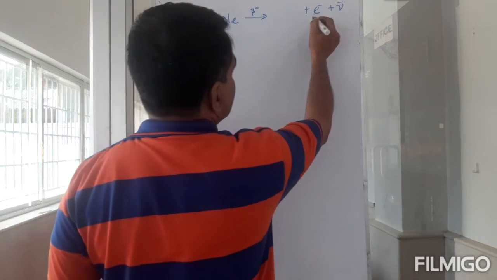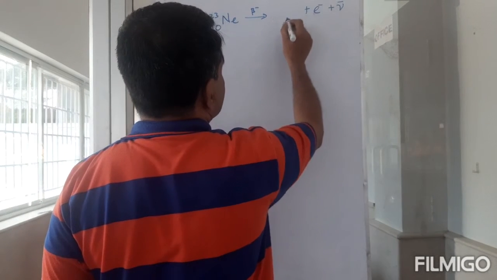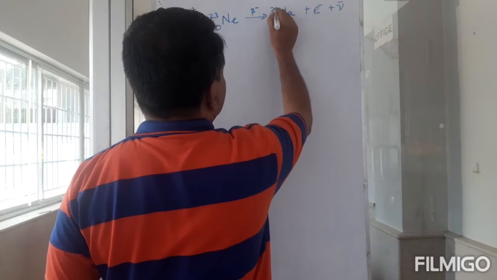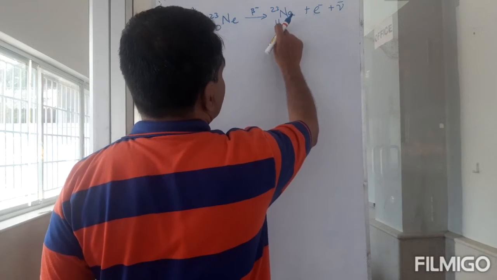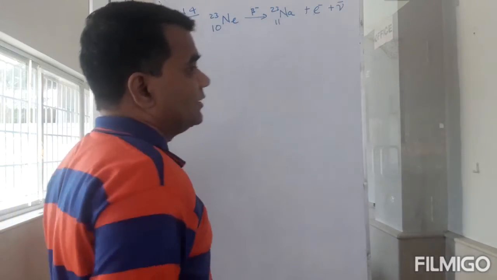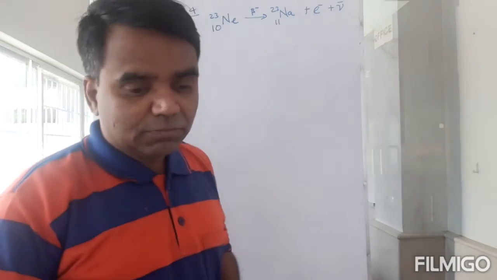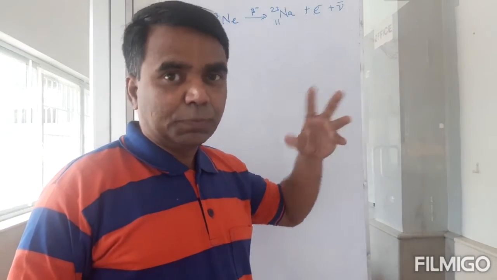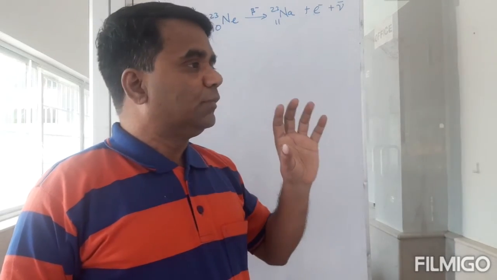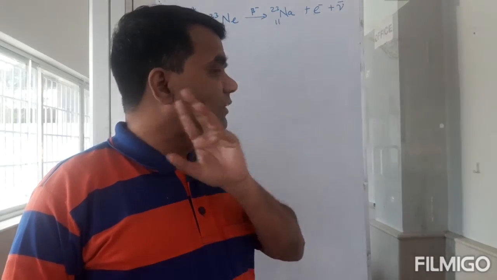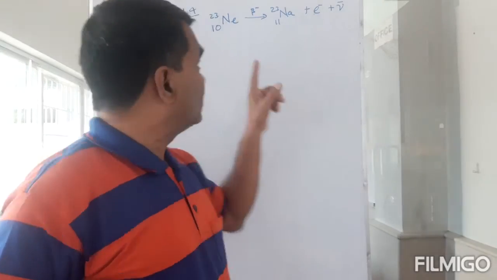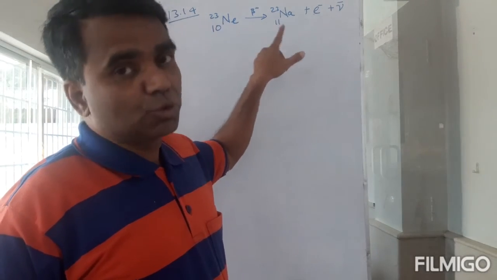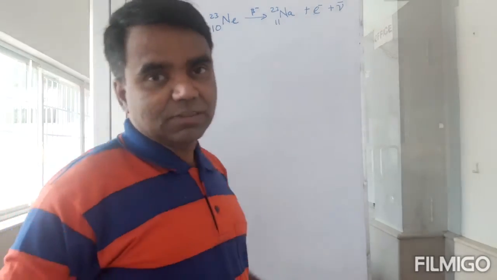What does it mean? The electron is minus 1, 0, right? So that will give me sodium 11 and then 23. This is minus 1, 11 become 10. So by releasing an electron and an antineutrino particle, one of the neutrons in the neon nucleus has become a proton. So that's what it means.